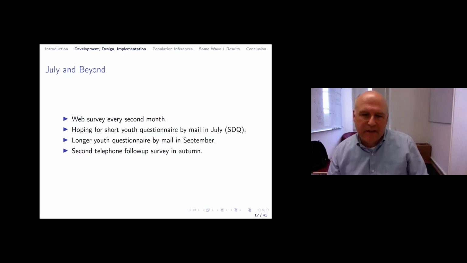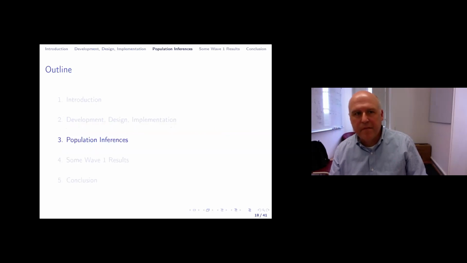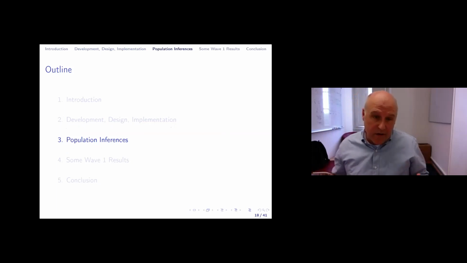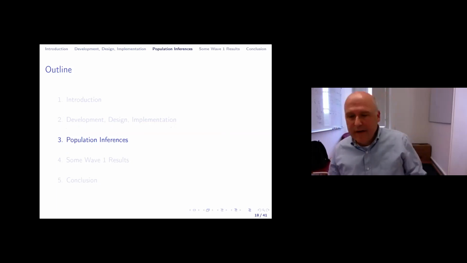out by mail in July. So that would be to try to pick up 10 to 15-year-olds, with a longer youth questionnaire picking up return to school issues in September. And we'll do a second telephone follow-up survey, a mop-up survey, in the autumn. Okay, so that's a description of what we did and what we are doing and how quickly we did it.